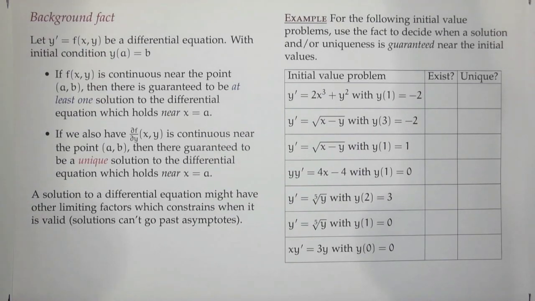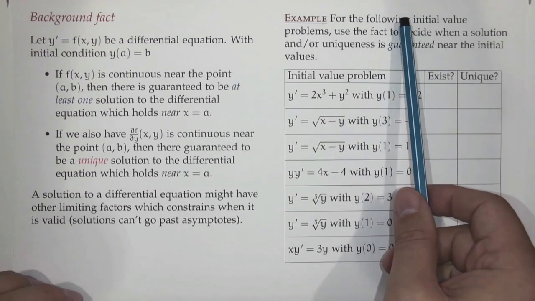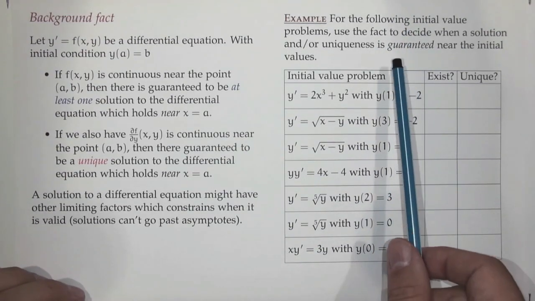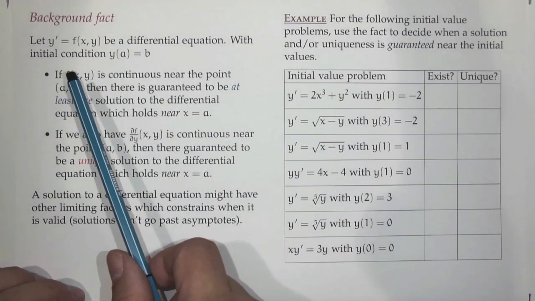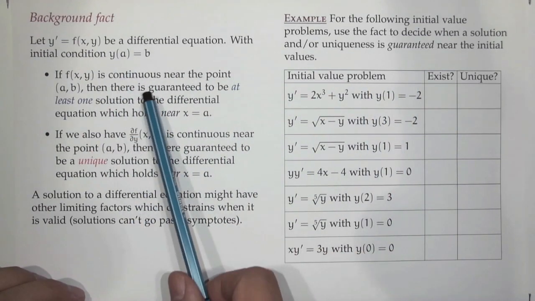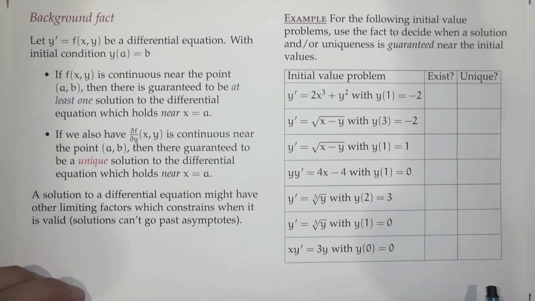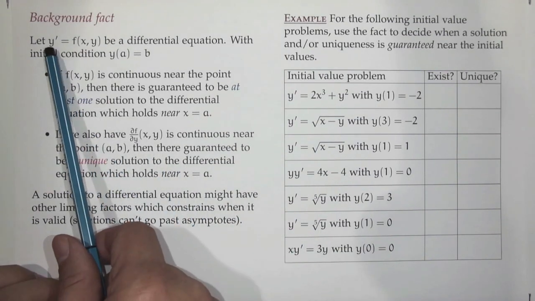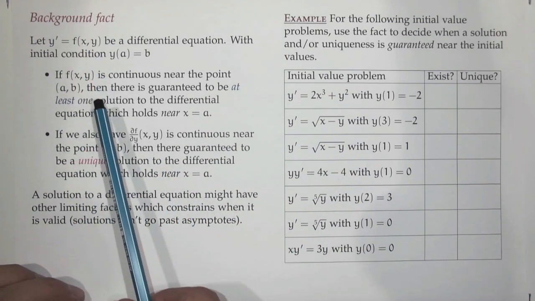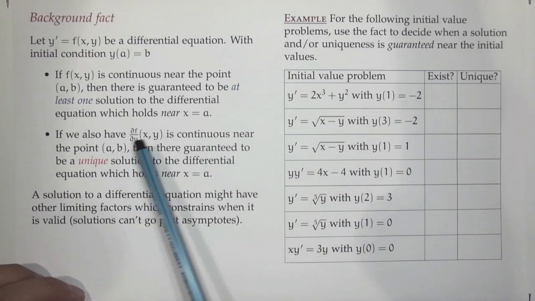All right, so we're just going to run through. We'll probably do this a little bit quickly here. And just using these two facts: does a solution exist? Is the solution unique? So remember, we think of y prime equals f of x, y. If it's nice, it exists. If it's really nice, it's unique.